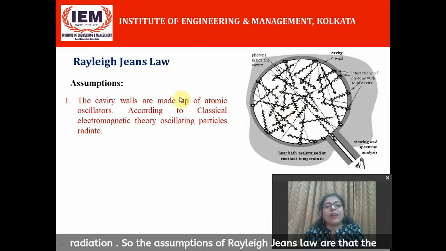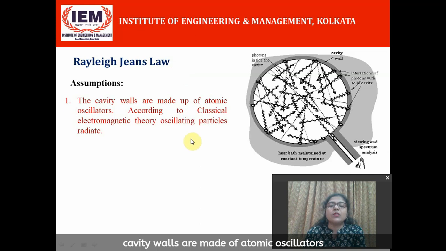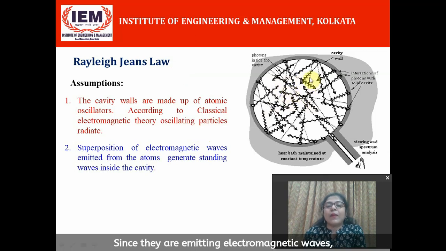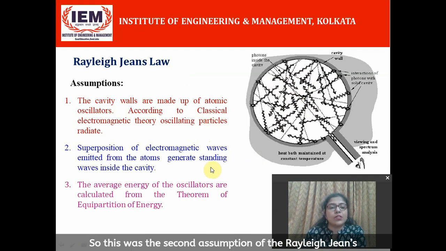The assumptions of the Rayleigh-Jeans law were that the cavity walls are made of atomic oscillators, and according to classical electromagnetic theory, these oscillating particles radiate. Now, since they are emitting electromagnetic waves, the superposition of electromagnetic waves inside the cavity generates standing waves inside the cavity. So this was the second assumption of the Rayleigh-Jeans law.